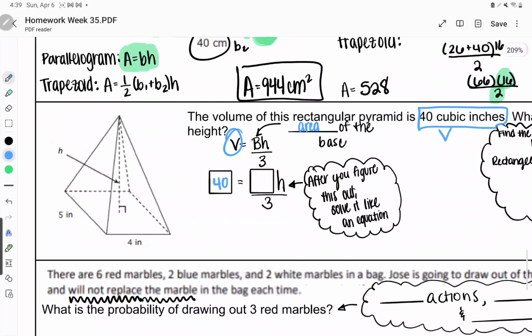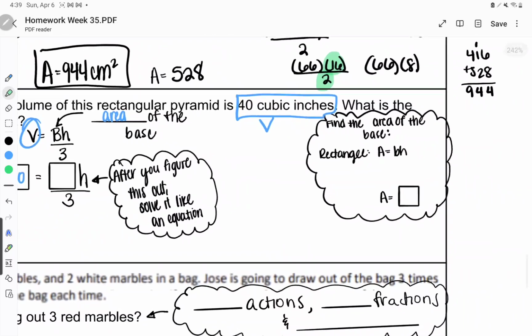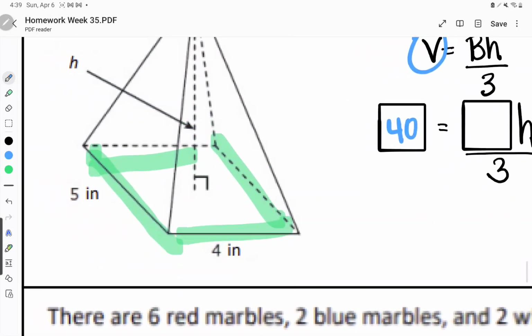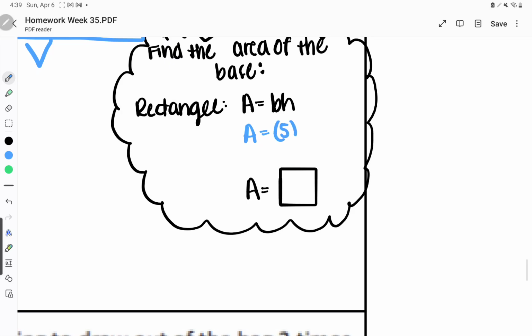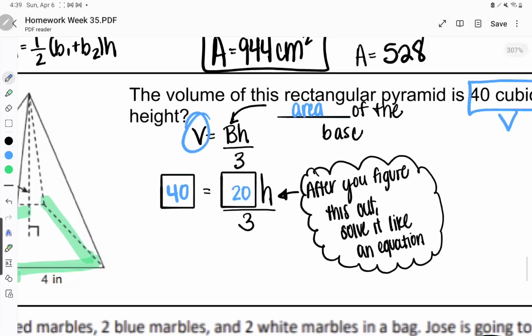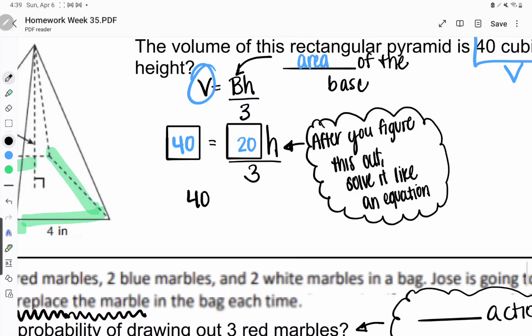Now, my big B stands for area of the base. If we look, this is my base. And how would you find the area of that? To find the area, I would do 5 times 4. And 5 times 4 gives me 20. So this right here is 20. And it says after you figure this out, solve it like an equation. So I would have 40 equals 20 times h divided by 3.